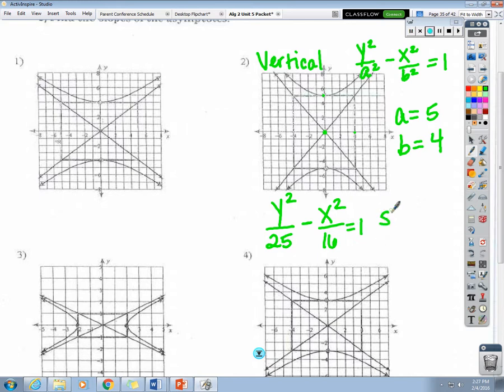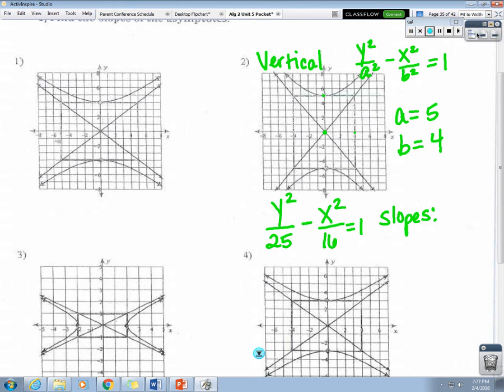Now for the slopes, remember there are 2 asymptotes, so that's why we're doing the slopes. But they're the exact same slope other than the fact one of them is going in the positive direction, one of them is going in the negative direction. So that's why we put the plus or minus. And then for vertical asymptotes, what is it? a over b, so 5 over 4.